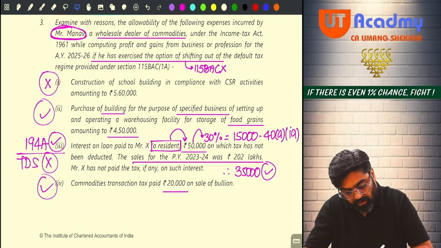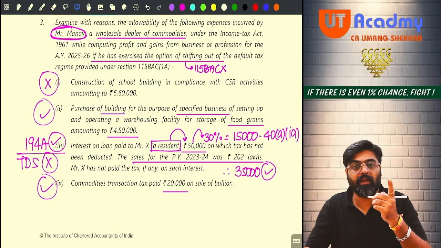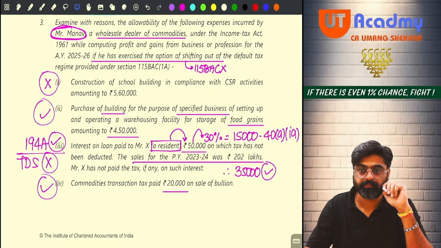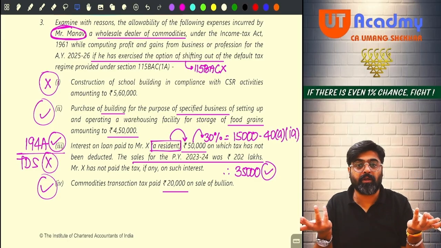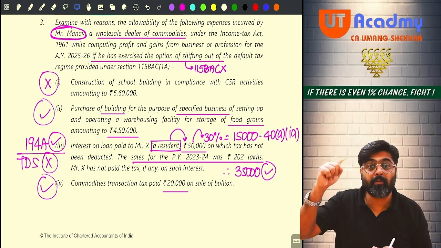Examine with reasons allowability of the following expenses incurred by Manav, a wholesale dealer of commodities. So, wholesale dealer of commodities means he is buying and selling commodities. He must have bought or sold commodities on a recognized commodities exchange. On that, he would have paid CTT, Commodities Transaction Tax. Do you remember?